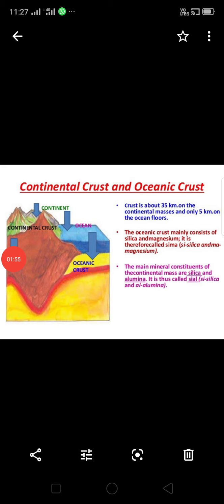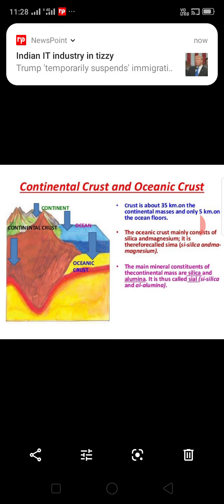Crust. The uppermost layer over the Earth's surface is called the crust. It is the thinnest of all the layers. There are two types of crust. One is continental crust and another one is oceanic crust. Crust is about 35 kilometers on the continental masses and only 5 kilometers on the ocean floors.